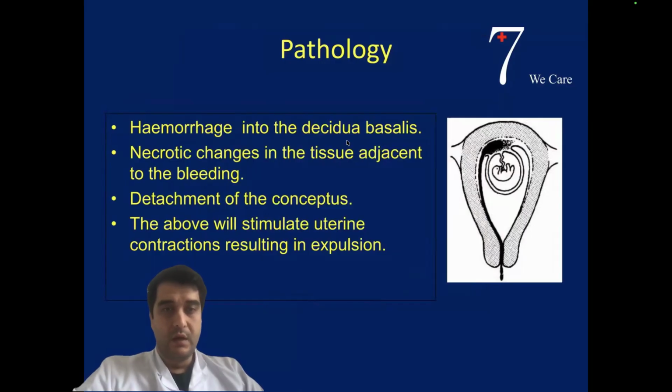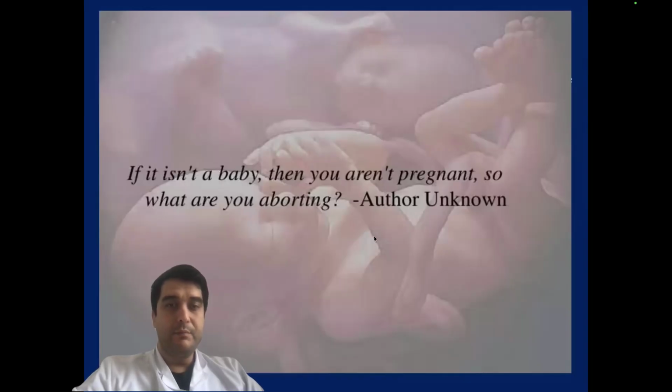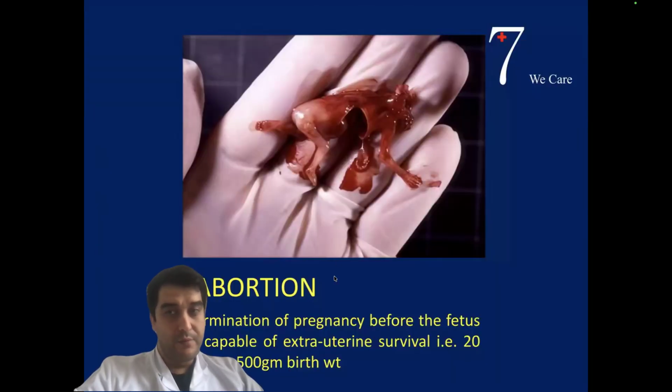So, pathology. Hemorrhage into the decidua basalis, necrotic change in the tissue adjacent to the bleeding, detachment of the conceptus. The above will stimulate uterine contraction, resulting in expulsion. So, what is abortion? Abortion is termination of pregnancy before the fetus is capable of extrauterine survival, before 20 weeks or 500 grams birth weight.